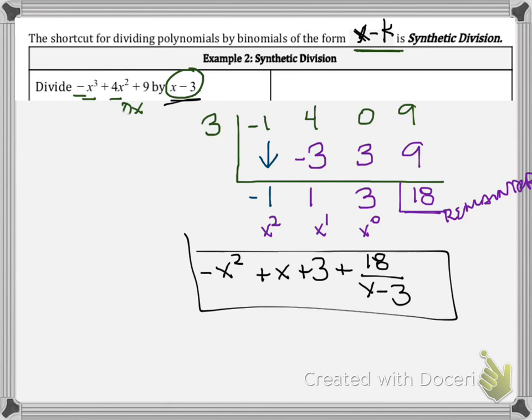So very, very fast. Now, let me prove it to you by doing long division with this problem. So I'll do it here on this next space. That problem, again, was x minus 3 into -x cubed plus 4x squared plus 0x plus 9.